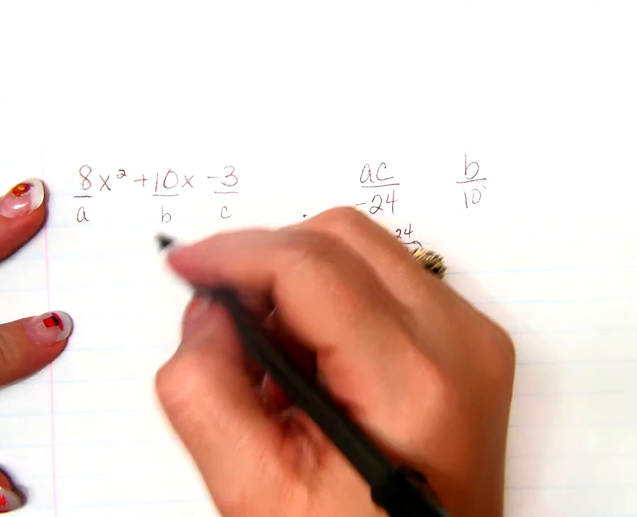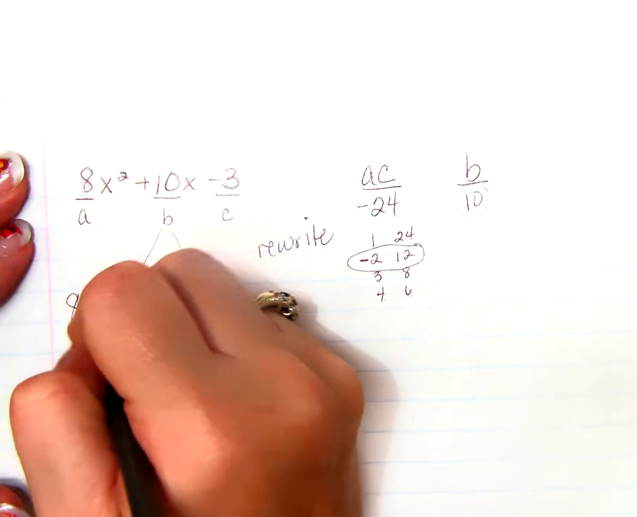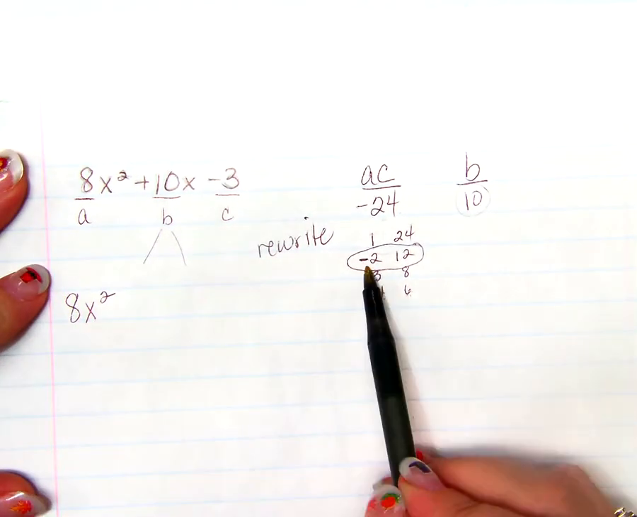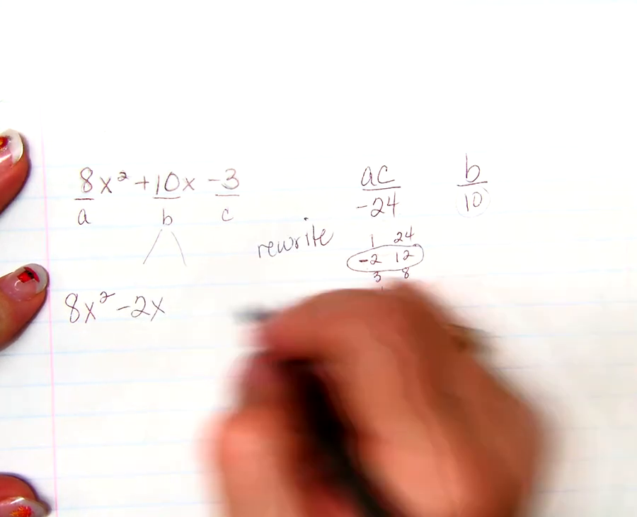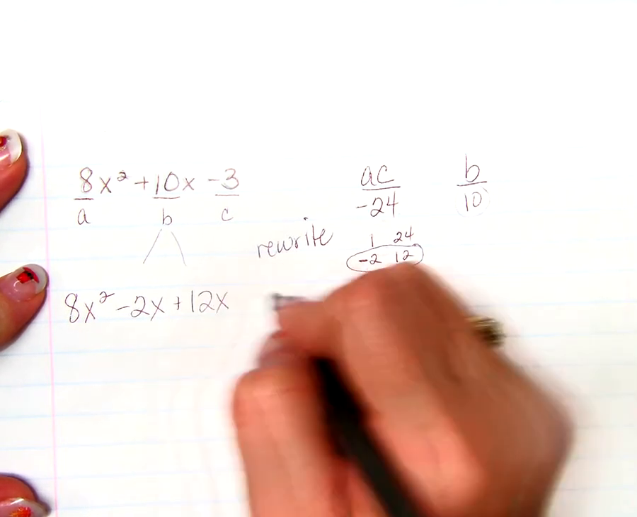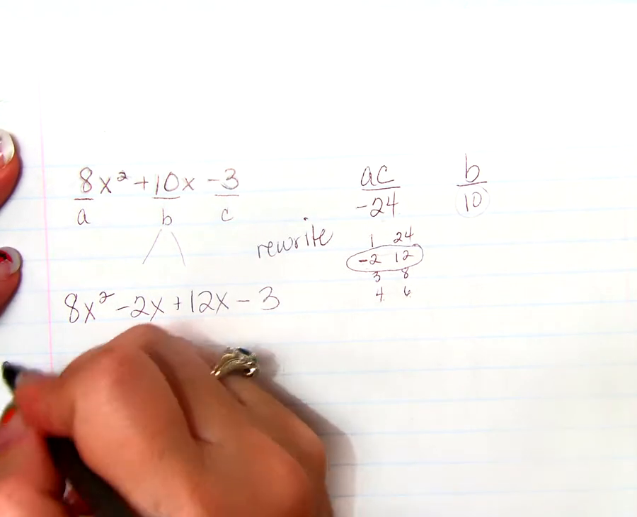When I rewrite this problem, I split my middle term into two parts. 8x squared, and the two parts are the two parts that I just found, right? Minus 2x plus 12x, and then minus 3. Factor by grouping.